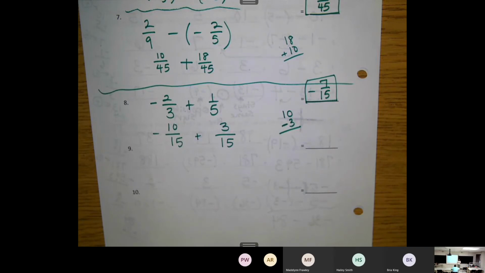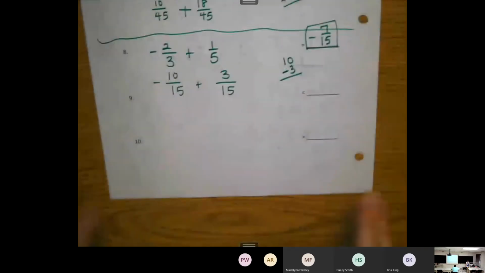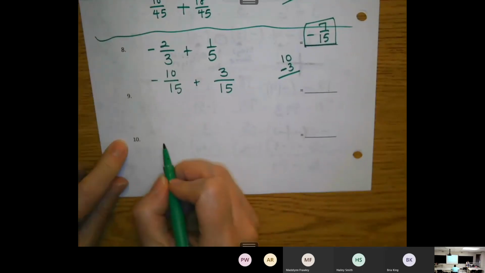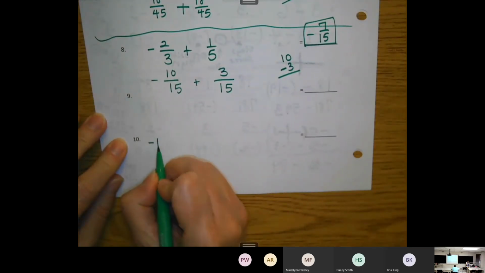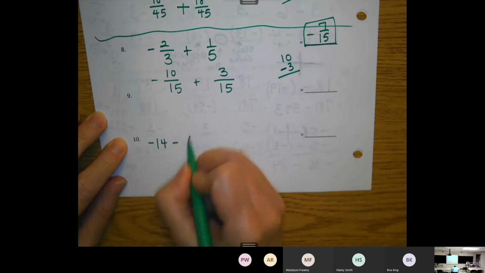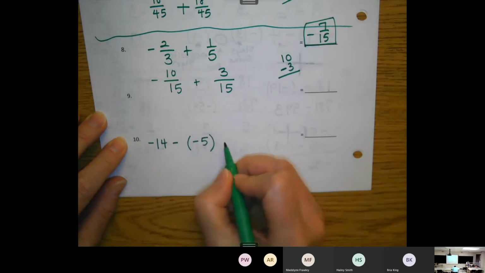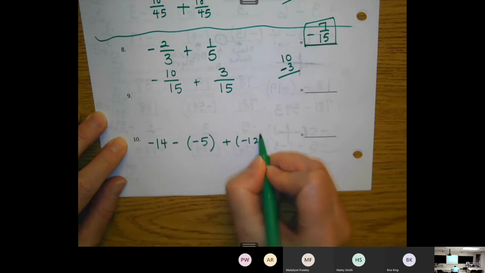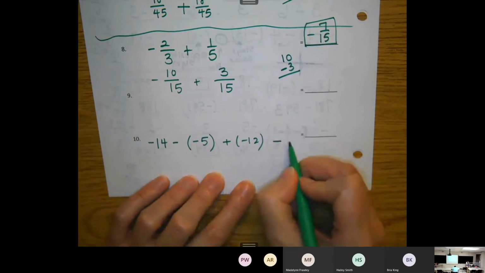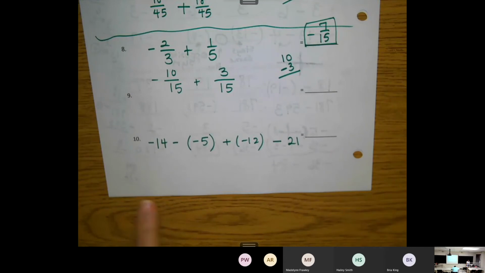There's one on homework that's kind of long. It has a couple of subtractions within the same problem. It's going to look something like this. Let's write it down here at the bottom. Negative 14 minus negative 5 plus negative 12 minus 21. Several numbers being added and subtracted together. Take a second to think how you might approach it.